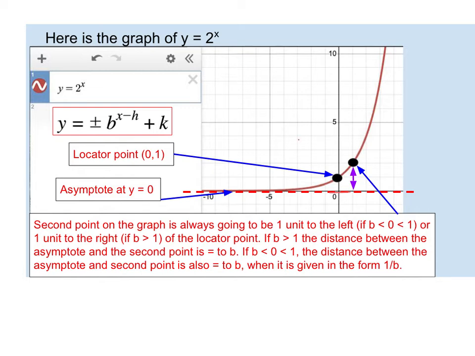The locator point is 1 unit above that, and the reason why that is, if you were to take the point 0, 1, and you put it into the equation, you would get 1 equals 2 to the 0 power, which is true because remember, anything to the 0 power is equal to 1.